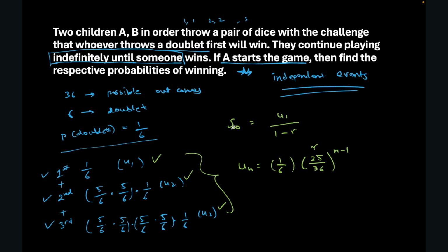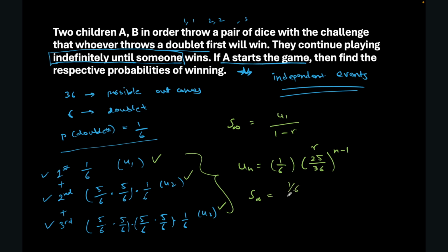I don't care as long as A wins the game, provided that A also starts in this situation, okay? So now that we have established this, now it's just a matter of putting in our numbers. So our first term is 1 by 6 because if we put in 1 for n, we get this to be raised to power 0, which is just 1.